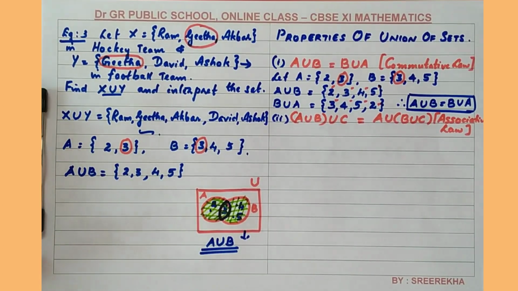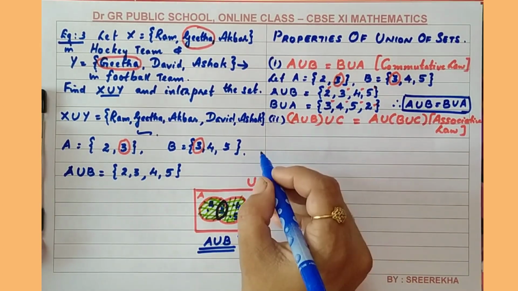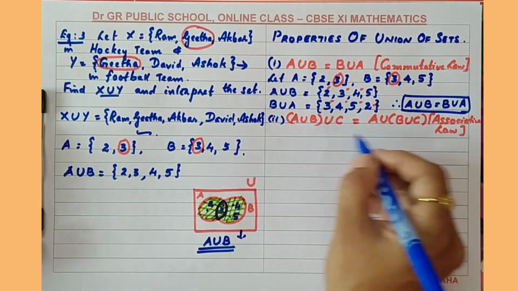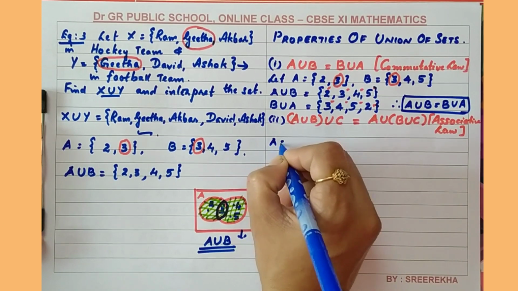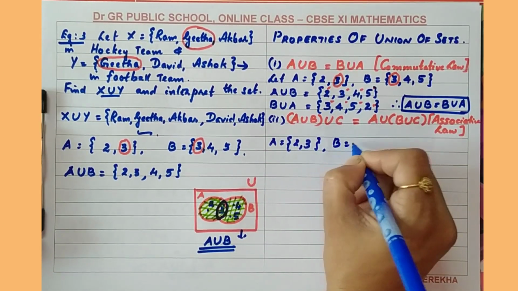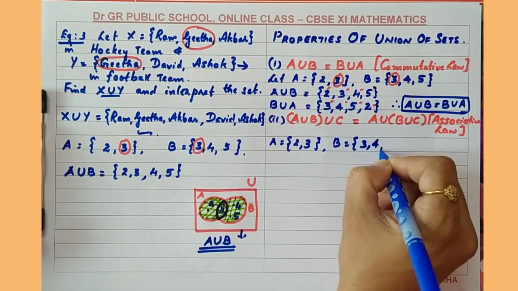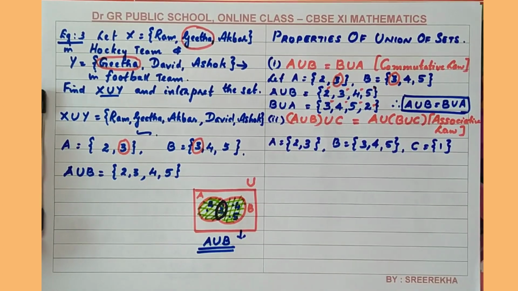The same as the case of the associative property of the numbers. You know that 1 plus 2 plus 3 equals 1 plus 2 in one bracket and then 3 outside. Now I am going to consider whether it is true or not through an example. Let A equal to the set {2, 3}, B equal to the set {3, 4, 5} and I am going to consider one more set C as the set {1}.